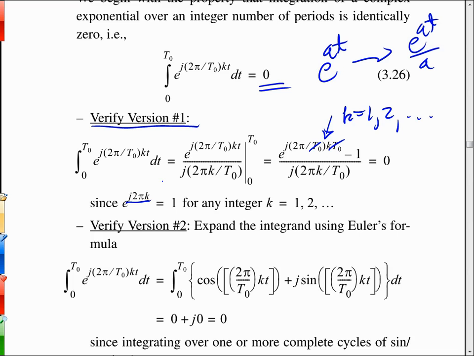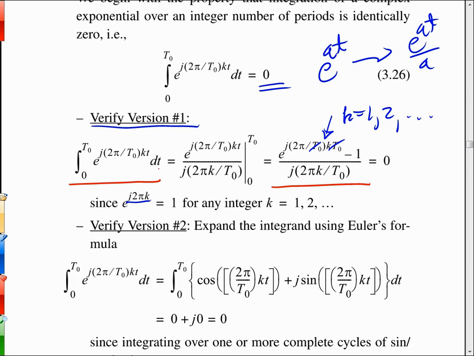What happens if k is equal to 0? From this version number 1 at least, it looks like if we go from this guy over here, we'd have to use L'Hopital's rule, right? Because we have an indeterminate form. As k approaches 0, we get 0 over 0. And that will work.